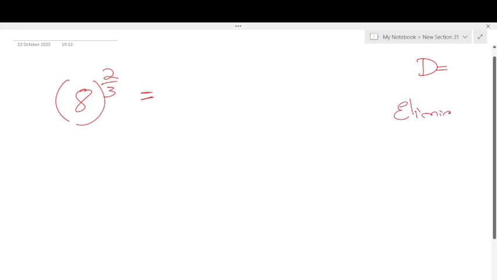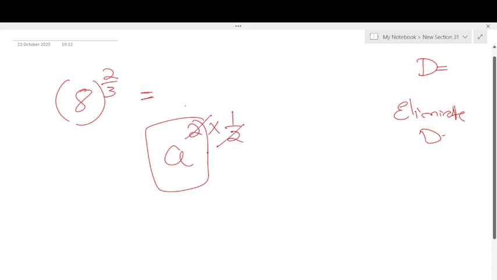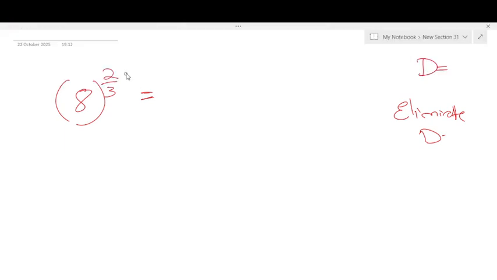What do you have to eliminate? The denominator. How will you eliminate the denominator? See, if I have 2 into 1 by 2, then what about the denominator? It gets cancelled, right? So basically, what does a have? a has a power, right? In order to eliminate the denominator, a should have a power. That is, the base should have a power.